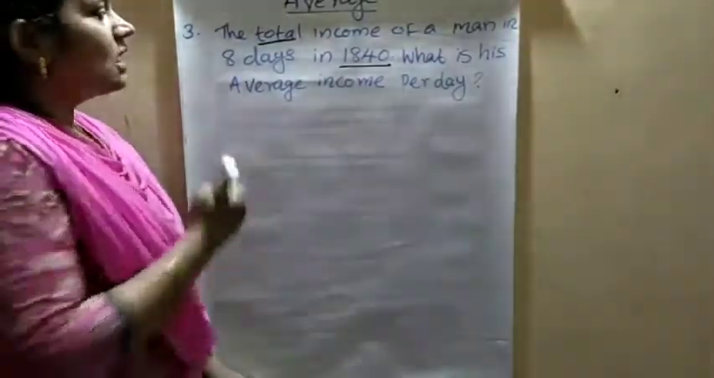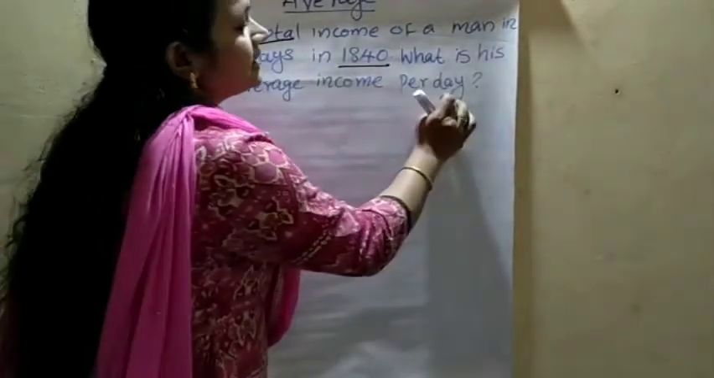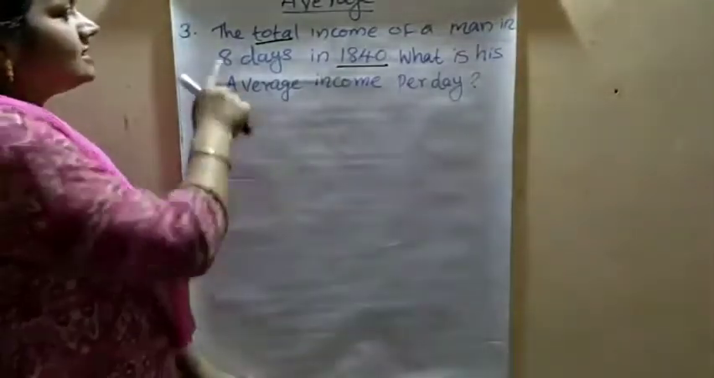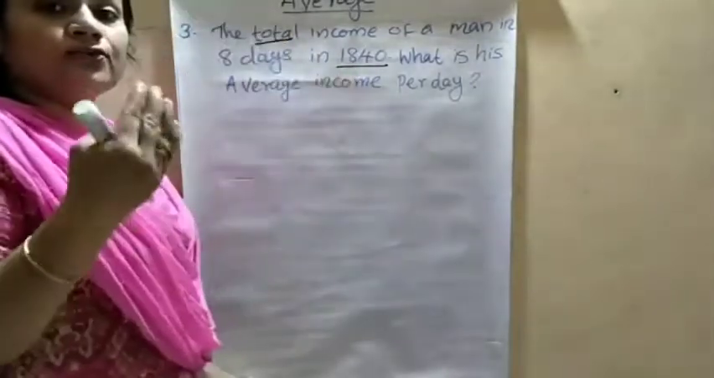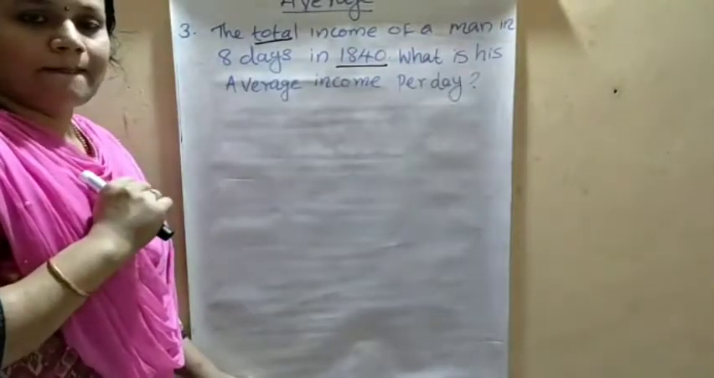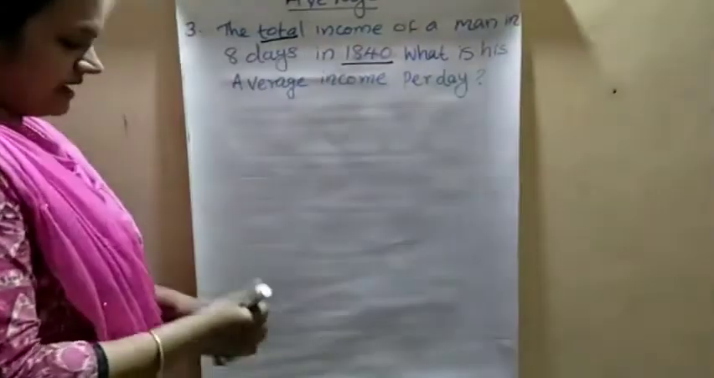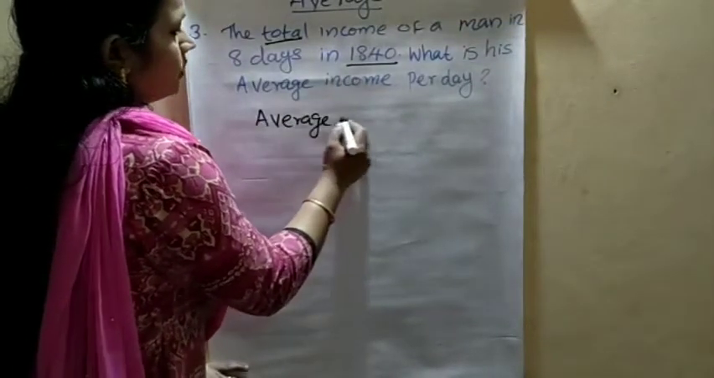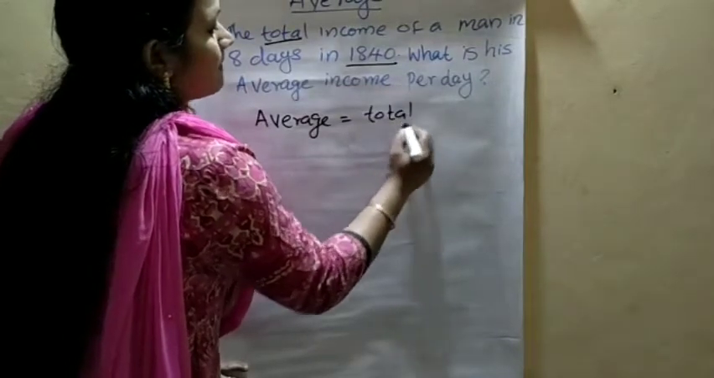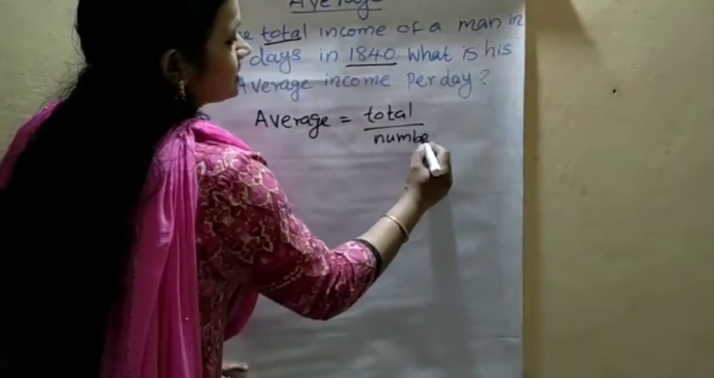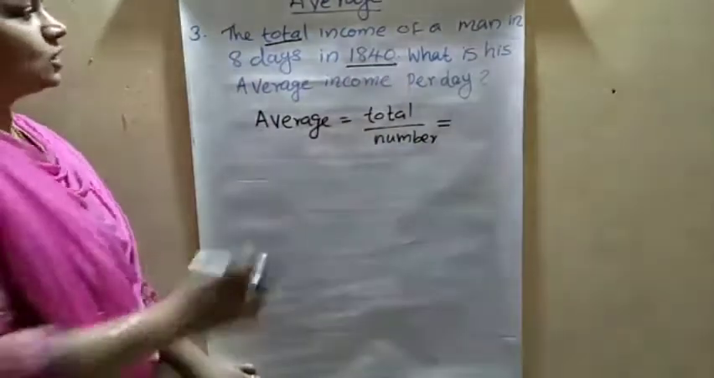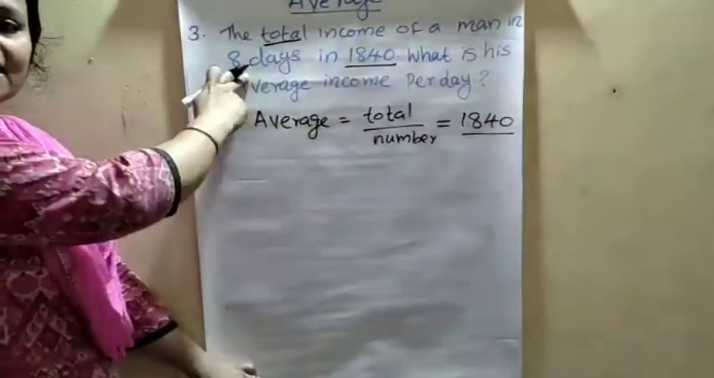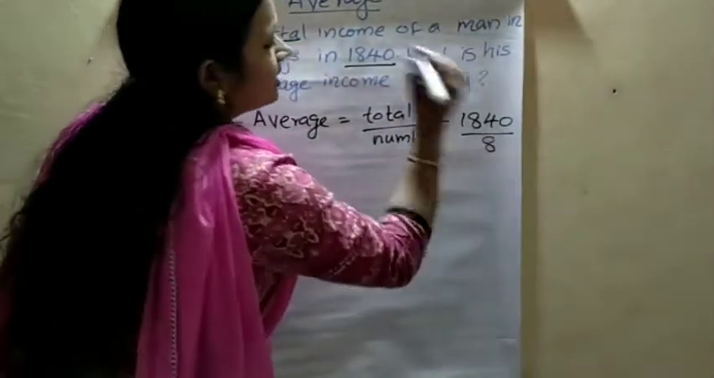What is his average income per day? It means we calculate for 1 day. We have 8 days and the total is given. We want to find the average per day. First we write the equation. Average equals total divided by number of addends. Simply, the total given is 1840. The number of days is 8.